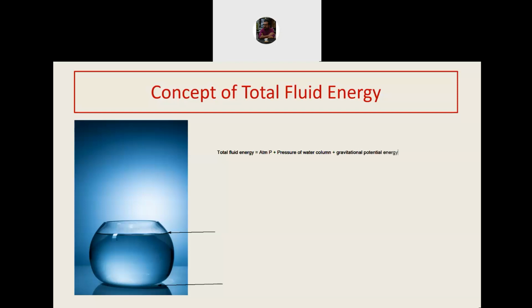Let us now plot the values of this. Let us assume that the height of this chamber is h. So the potential energy at the top, because the height is 0, is 0. The atmospheric pressure, let us assume, is P.